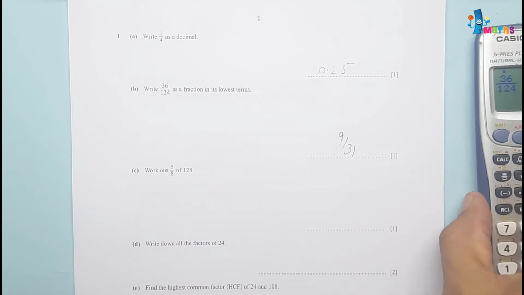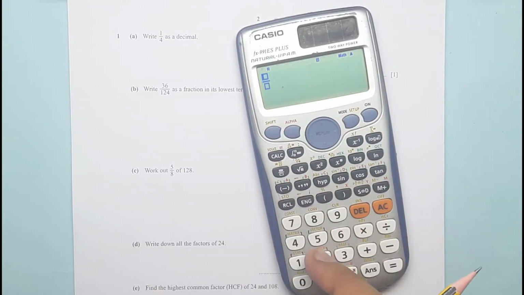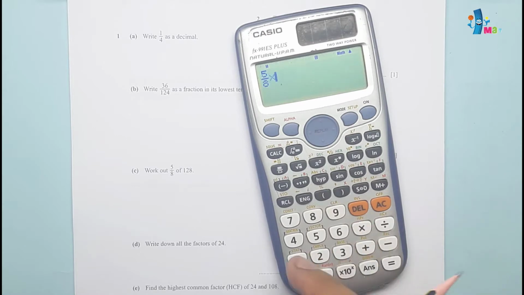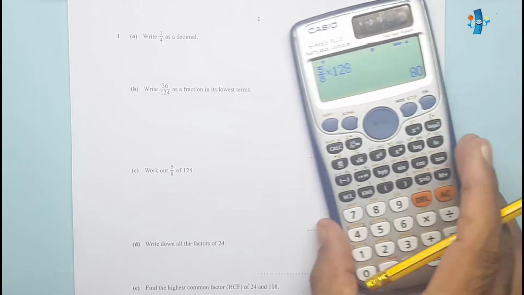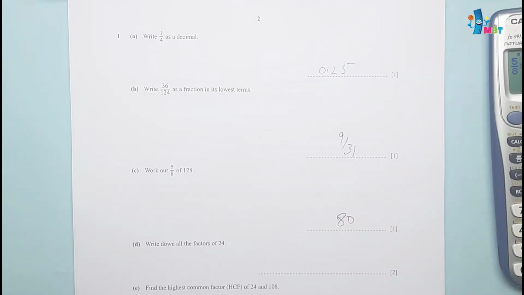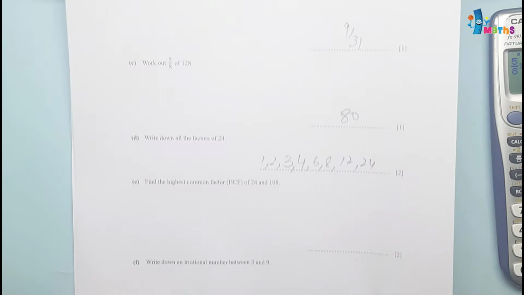Work out 5 by 8 of 128. 5 over 8 of 128 is equal to 80. Then write down all the factors of 24. So 1, 2, and 3 also. 4 is also dividing 24 completely. 6, 8, 12 and 24. These are the factors of 24.